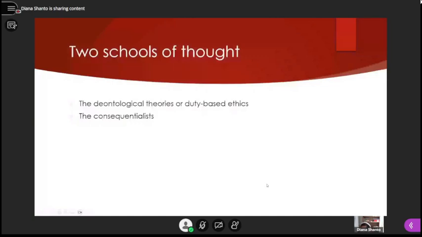In your manual, we talk about 2 schools of thought. I know you already know them because you have read about it, the deontological theories. The deon means the duty. It's your duty to do that. It's just about doing the right thing. Ça c'est duty, deontological theories. And the consequentialist, looking at the consequences of your actions.